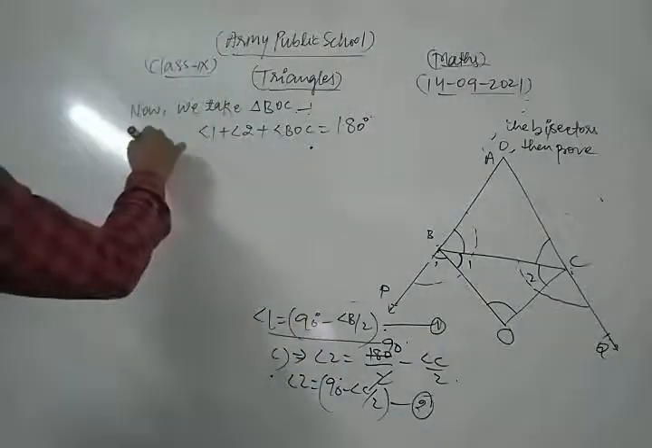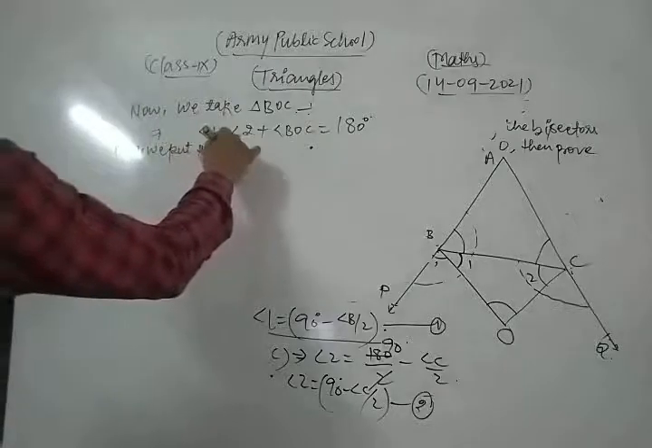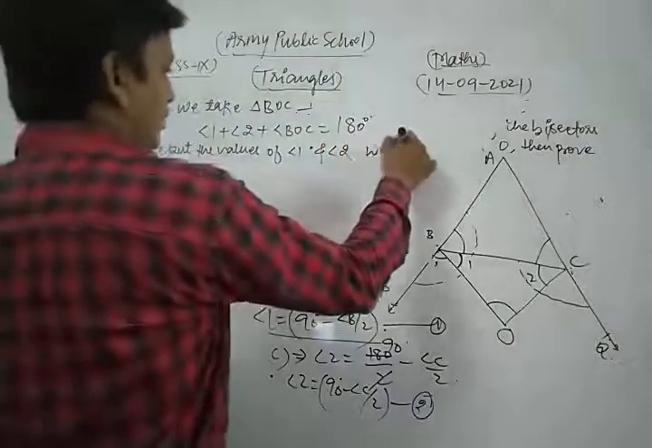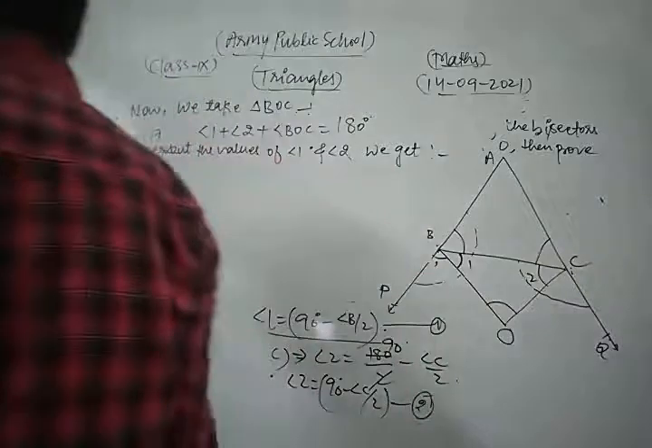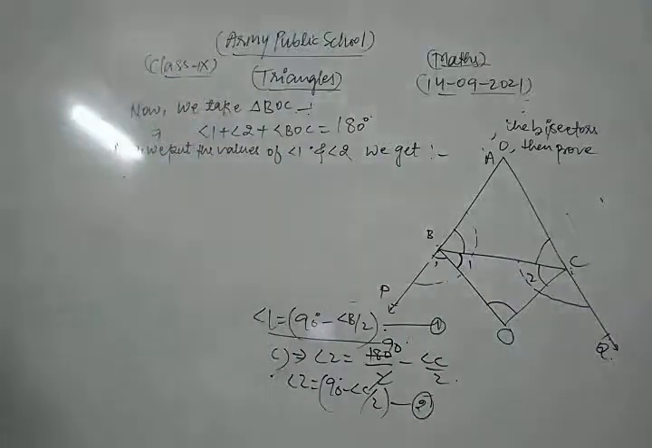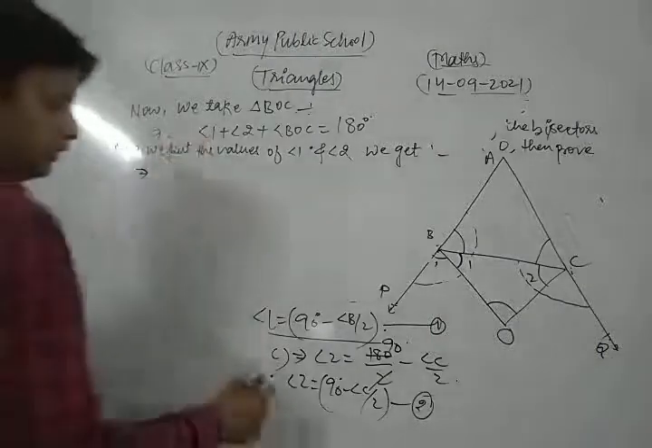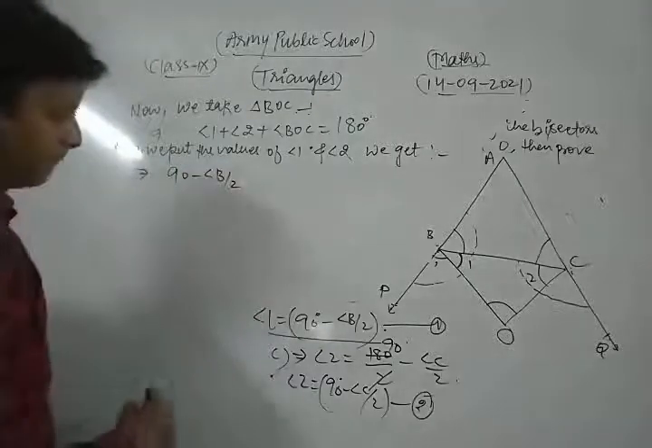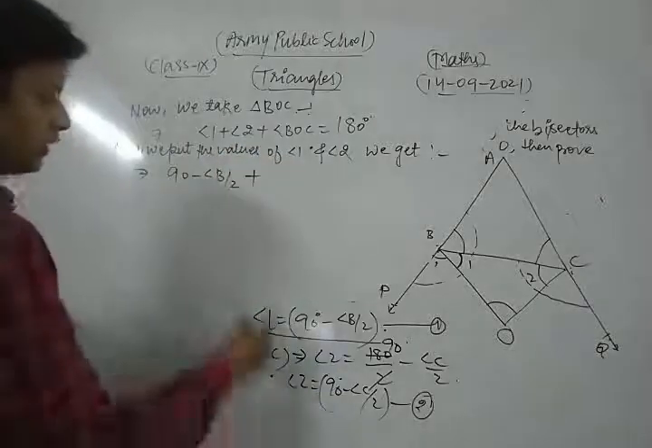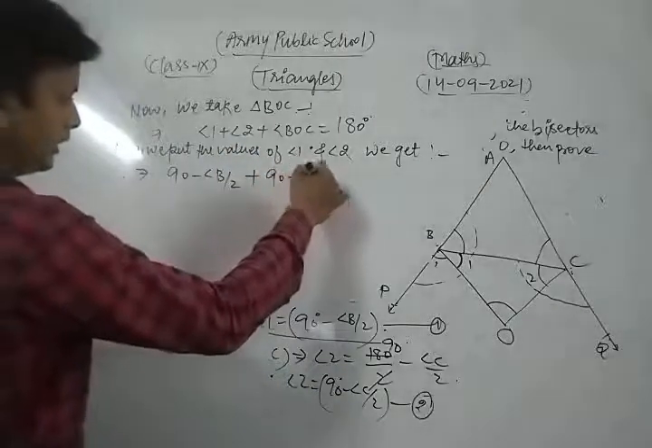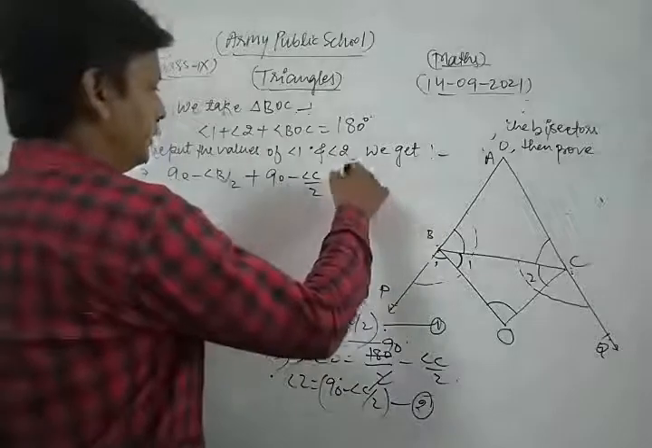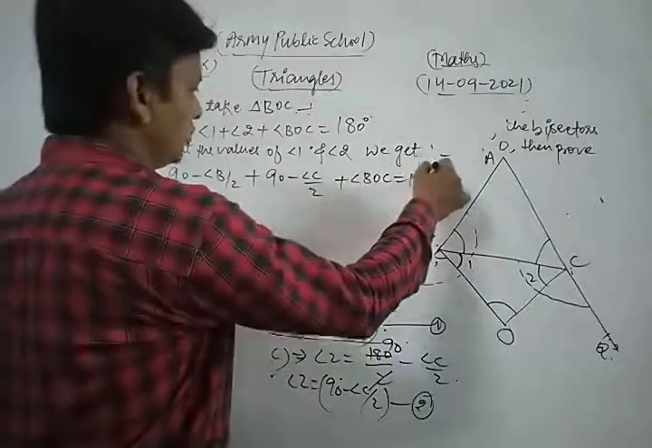Now we put the values of angle 1 and angle 2. So thus using equation 1 and 2, we get angle 1 as 90 minus angle B by 2, plus angle 2 is 90 minus angle C by 2. Okay, this is the value of angle 1 and angle 2, and plus angle BOC is equal to 180 degree.